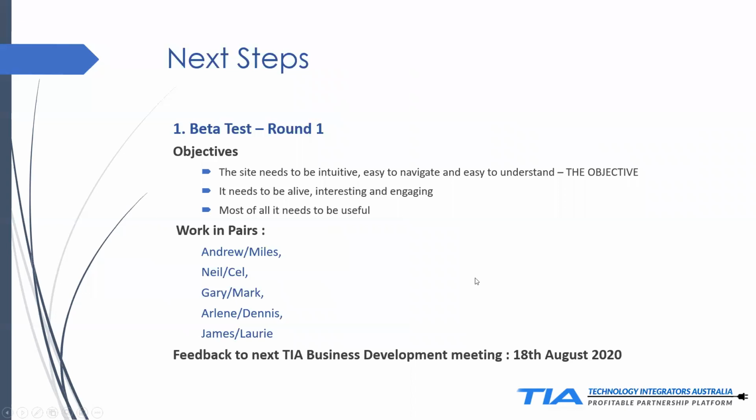So next steps, what I want to do now is with the beta testing round 1, which we really want to start this week, being the 11th of August 2020. The objectives: the site needs to be intuitive, easy to navigate and easy to understand. The objective is not to have explainer videos and manuals to understand it. We're going to have those anyway, but really it should be very easy to navigate.